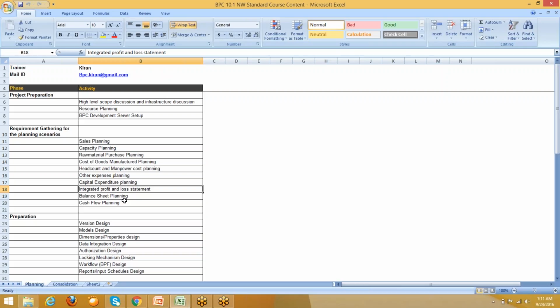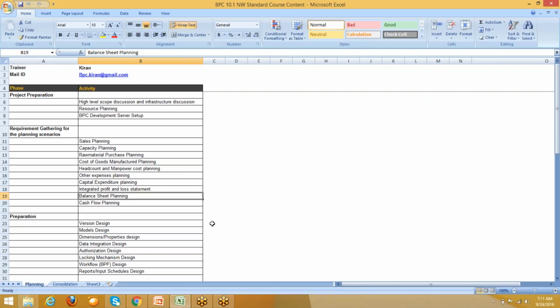So you have to plan all these: sales, capacity, raw material, cost of goods sold, and you have to transfer these planning data as per P&L accounts to the P&L statement. Some of these go to P&L accounts, some of these planning scenarios data goes to the balance sheet. You have to write some logic, some developments, some script logic, to transfer or to prepare the integrated profit and loss statement.